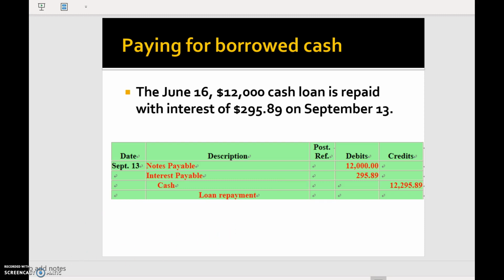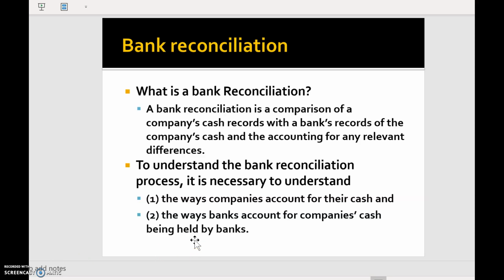Okay, so that's the first point I'm going to talk about: notes payable, and how to calculate interest and recognize the interest expense in a certain month. The second point I'm going to talk about is bank reconciliation. One way we control cash is that we deposit cash in the bank and then have the bank help us verify the balances that we have. However, there may be times that the bank's records and our records are different, and we need to reconcile both records.